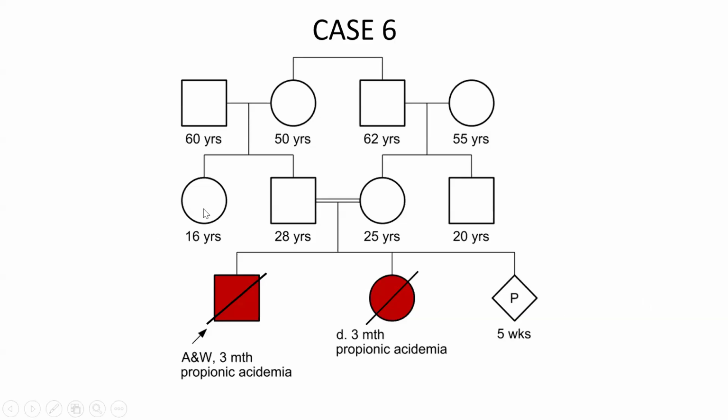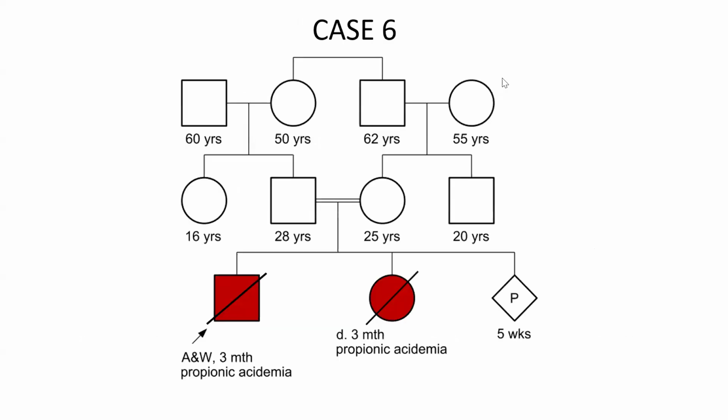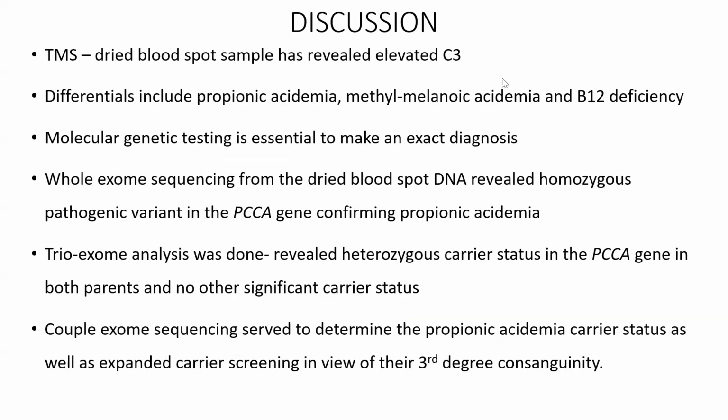They had a very bad experience in the sense that they had two offspring who died at 3 months of age due to a suspected metabolic disorder, that is propionic acidemia. Their TMS report revealed elevated C3 levels. Elevated C3 level can be because of multiple conditions such as propionic acidemia, methylmalonic acidemia, and also B12 deficiency. So we had the suspicion that the babies might have been affected with propionic acidemia, but the molecular genetic testing was not done, so the exact diagnosis is not known.